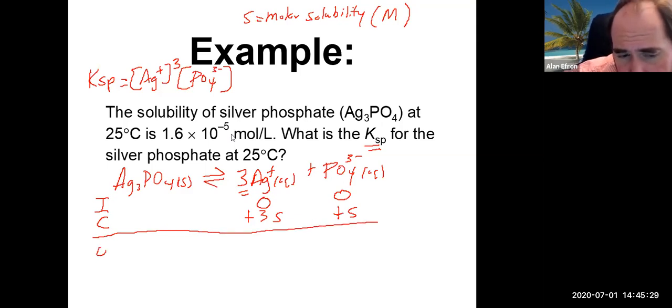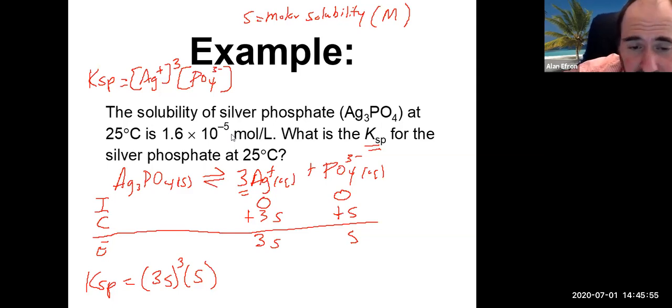which means when we come down to our equilibrium, we have 3S and S. And what we normally would do in this ice table is take that equilibrium line and stick it into our Ksp expression, right? So the Ksp would equal 3S cubed times S.